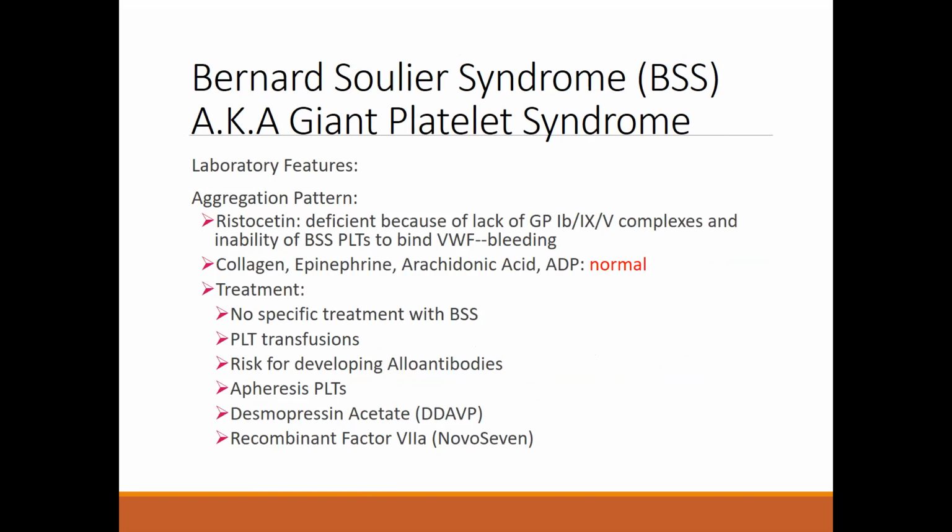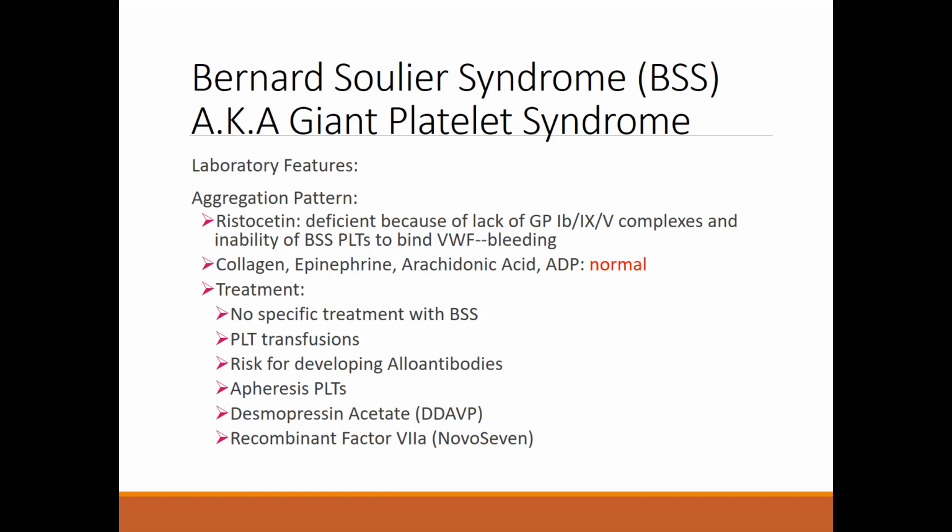So what do we see as far as aggregation studies go for Bernard-Soulier or giant platelet syndrome? With the aggregation pattern, you see that it is deficient in the presence of ristocetin because it lacks glycoprotein 1b-9-5 complexes, and there is inability of these platelets to bind to von Willebrand's factor. Therefore, you see the clinical symptoms of bleeding. However, the difference here is that it will have a normal aggregation pattern with collagen, epinephrine, arachidonic acid, and ADP. Okay, so the issue is here with glycoprotein 1b-9-5.